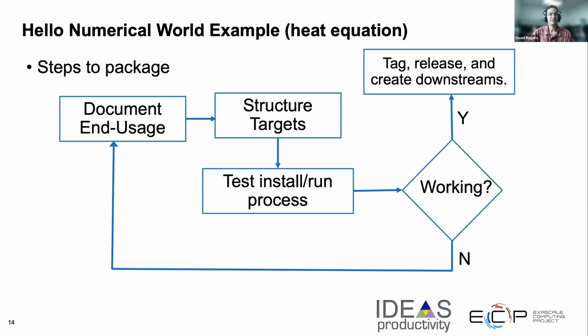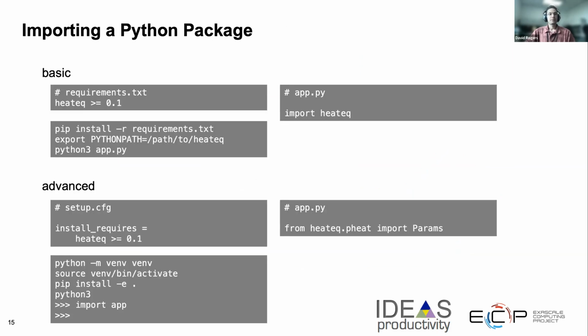If it's not working, then we go back to the documentation stage. From a user's perspective, and this should be like a nice review slide, importing a Python package can work in a basic way or an advanced way. And the basic way is, as I'm building my own multiphysics program, I say I require heat equation at a certain version greater than 0.1. Then I can use pip to install this requirement for my HeatEQ.